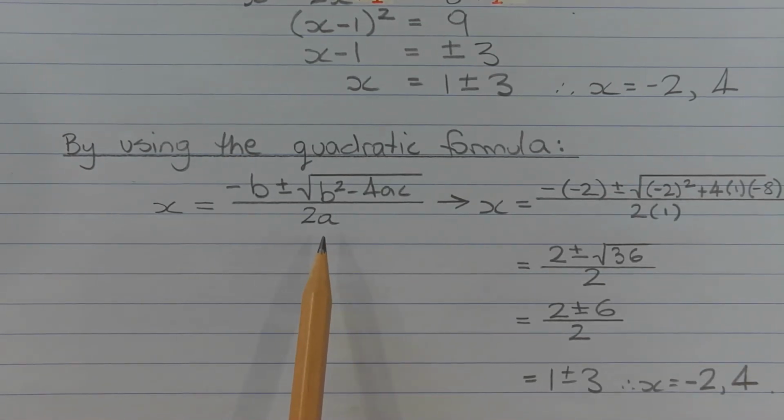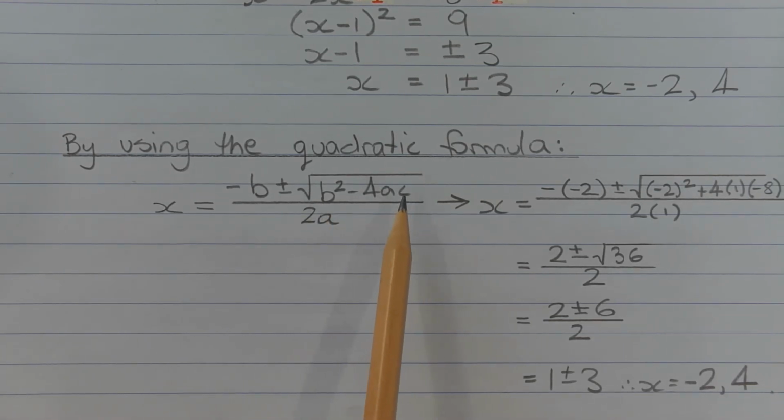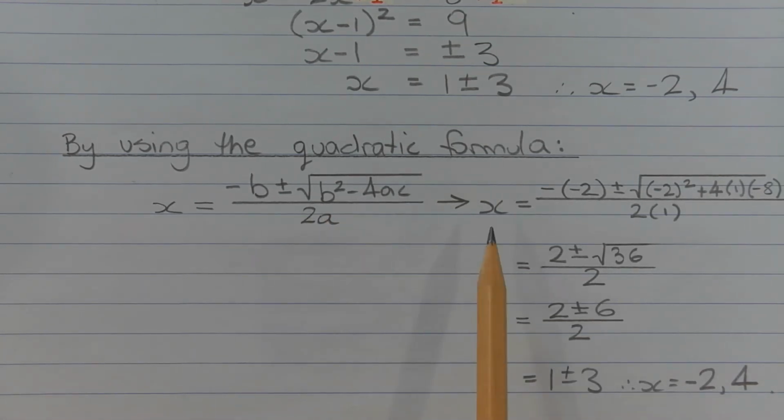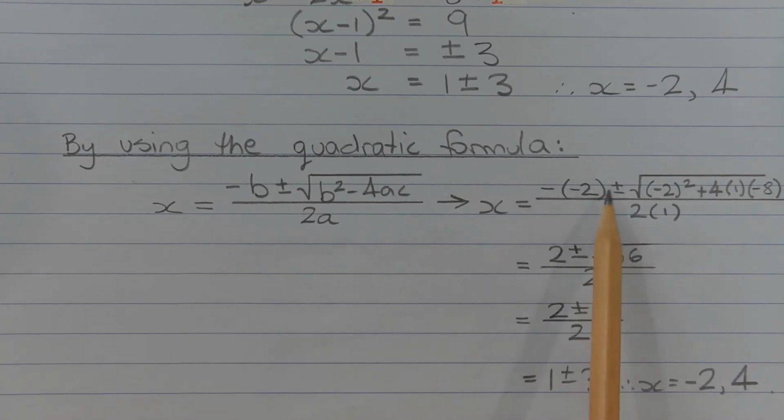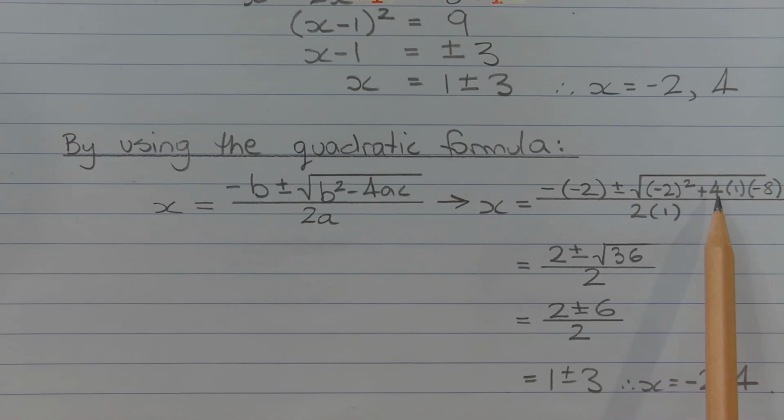Now a is equal to 1, b is equal to negative 2, and c is equal to negative 8. So x is equal to negative negative 2 plus or minus the square root of negative 2 all squared minus 4 times 1 times negative 8, over 2 times 1, which equals 2 plus or minus the square root of 36 over 2, which equals 2 plus or minus 6 over 2, which equals 1 plus or minus 3. Therefore, x is equal to negative 2 or x is equal to 4.